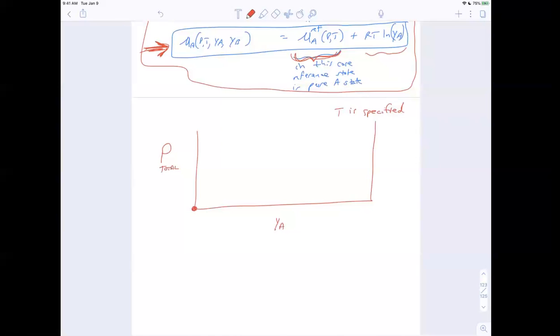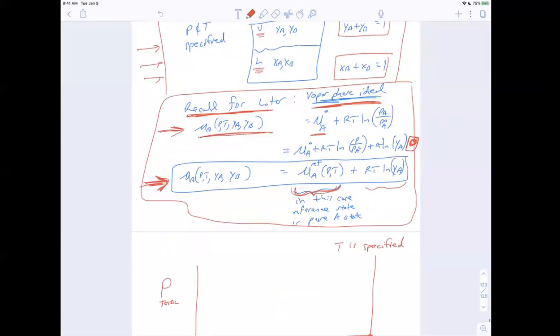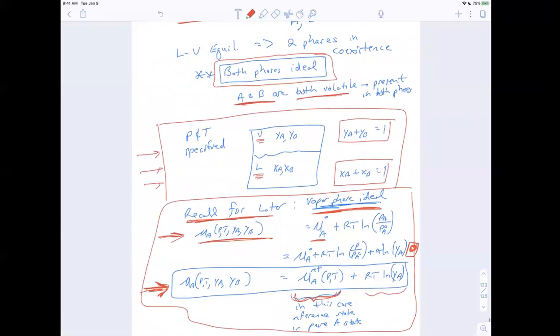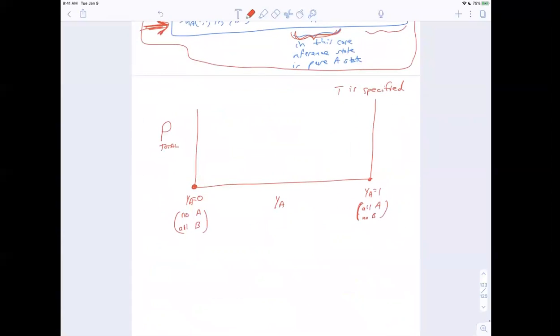At this point, we have Y_A equal to 0, so we have no A, it's all B. And then here we have Y_A equal to 1, which means we have all A and no B. So we want to know how the total pressure of the system, our system being this little box here with liquid and vapor, what's the total pressure in the system?